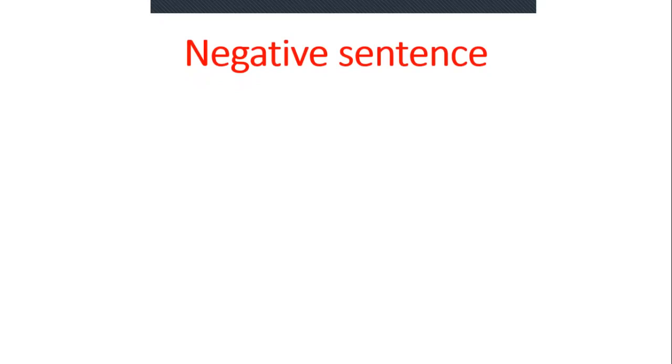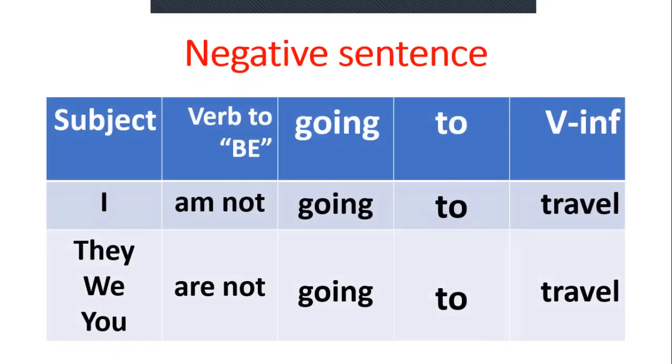Okay, now we'll know how to make negative sentences also. Subject: I, they, we, you. If I want to make a positive sentence, I can say, I am going to travel.